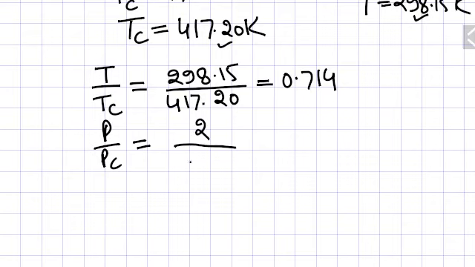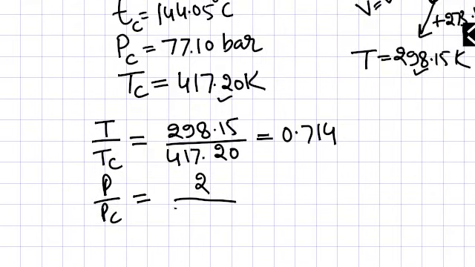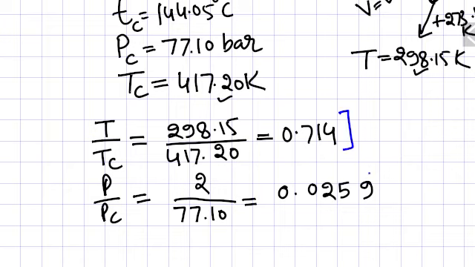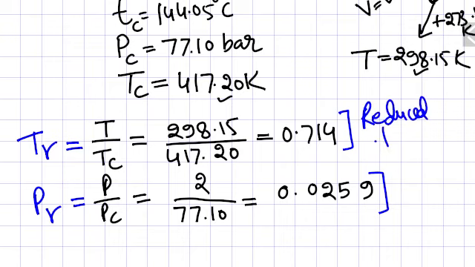2 bar divided by the critical pressure, as you can see it is this. So divide it. This way you get new data. As you can see, you got this data and this data, and this data has been termed like this. It is represented by T subscript R and P subscript R, and these are called reduced temperature, a new name that has been given, and reduced pressure.